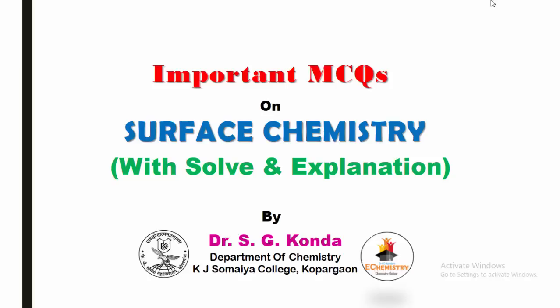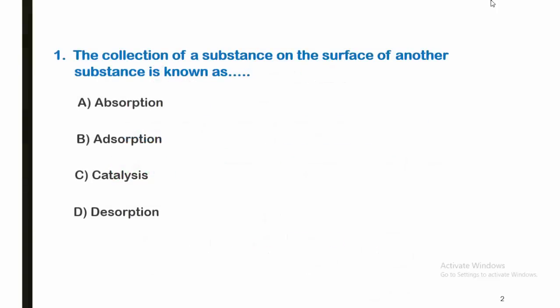Okay, let me start our today's important multiple choice questions on surface chemistry. The first question: the collection of a substance on the surface of another substance is known as. Option A, absorption. Option B, adsorption. Option C, catalysis. Option D, desorption. Very simple. The answer of this question is option B, adsorption.